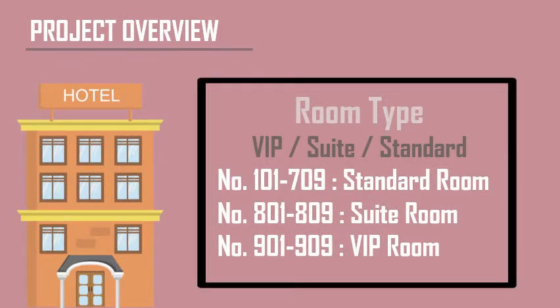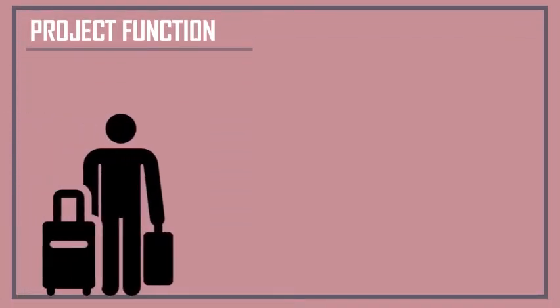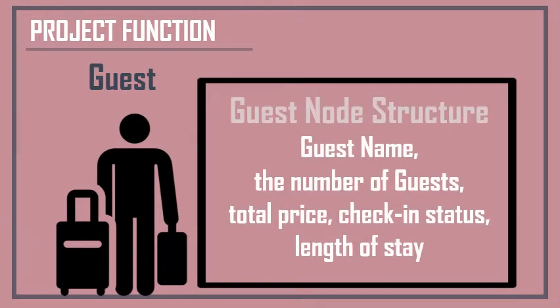Before I explain the implementation process, I'd like to talk about the types of hotel room. There are three types of room in the hotel I have implemented: VIP, suite, and standard. This is a customer structure that stores guest information. I will manage guest information using a linked list. Guest information includes the name of the reservation, the number of guests, the total amount, the length of stay, and the check-in status.